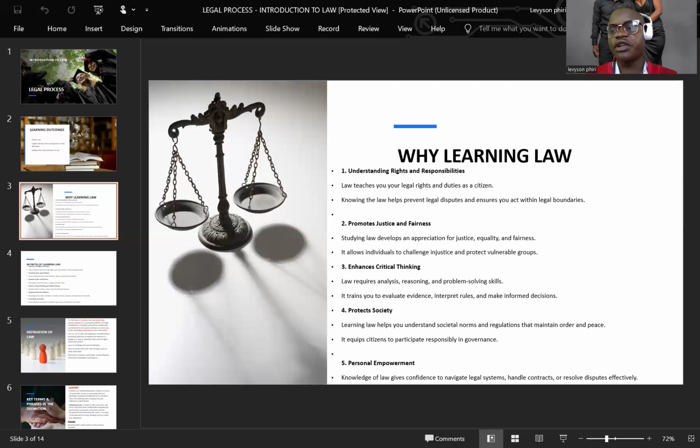By doing that, meaning you are expanding your knowledge. You are able to analyze, also reasoning. You'll be able to tell that what this individual is doing is not something which is accepted by law. It trains you to evaluate evidence, interpret laws, and make informed decisions.